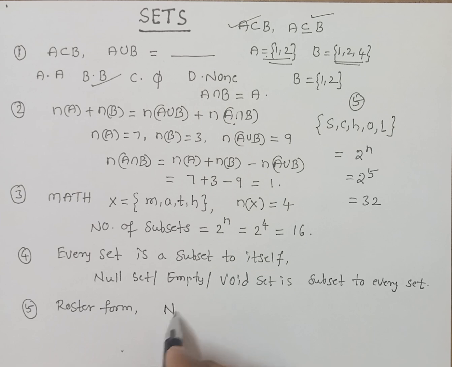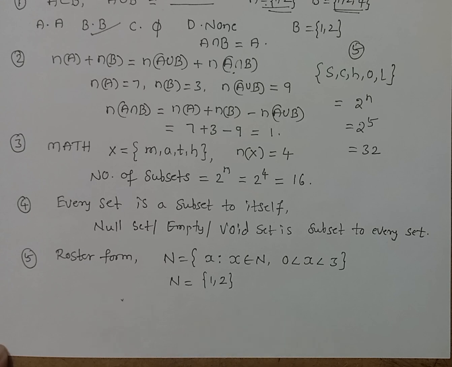Let us take one set, n is equal to x such that x belongs to n, and 0 less than x less than 3, which I have taken. So what could be the set here? Since x belongs to n, we should not take 0, and it is given that x is less than 3, so we get 1, 2, that's it, not even 3, because x must be less than 3.